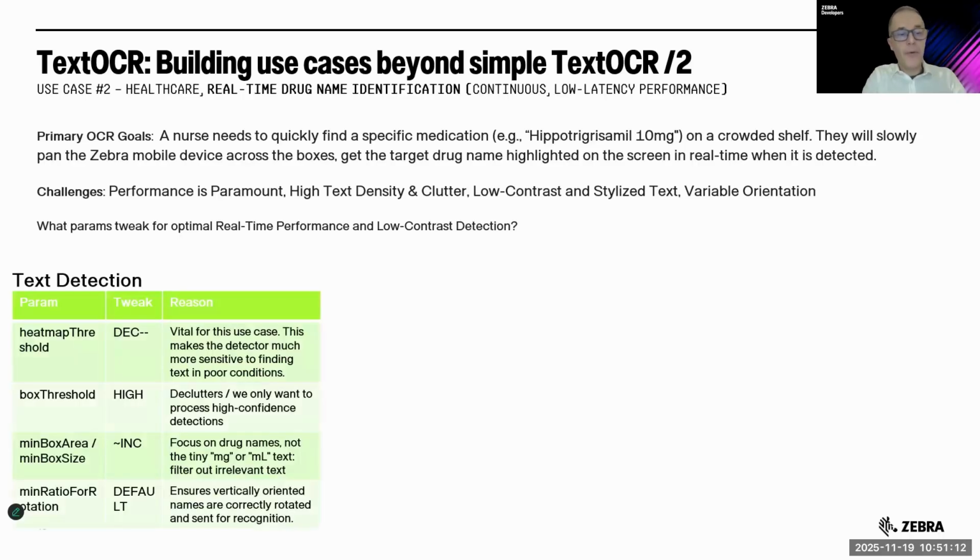a challenge. For a use case like this, you want again to read everything available, so you decrease the heat map threshold. Instead, the bulk threshold should be high in order to declutter everything that's not needed for decoding.